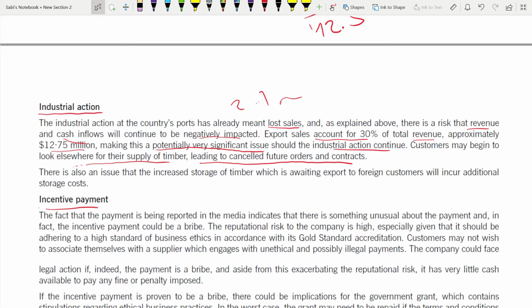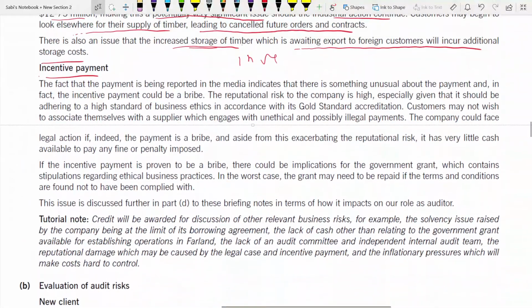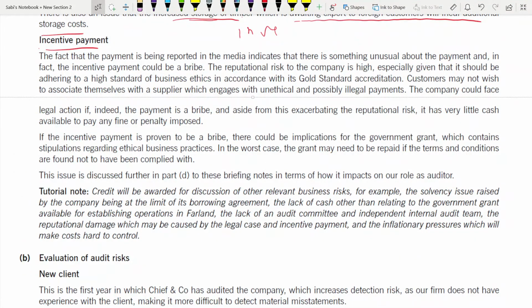Okay. There is also an issue that the increased shortage of timber, which is awaiting export to foreign customers, will incur additional storage cost. When your inventory went up, that means storage cost also will increase. You have so much inventory to store, so your storage cost will go up because you are waiting for that stock to be sold to foreign customers. You will be exporting it to foreign customers, but you have not yet. It is still there in your inventory, your warehouse. Okay. Incentive payment. Incentive payment is the last business risk. After that, we will be moving towards the audit risk.